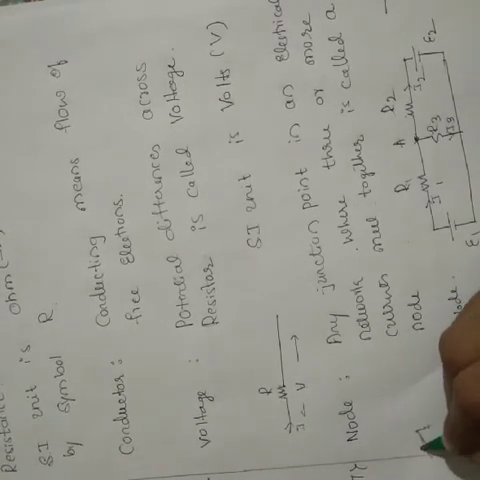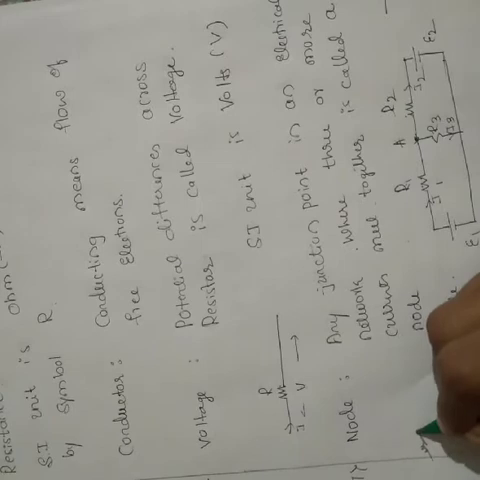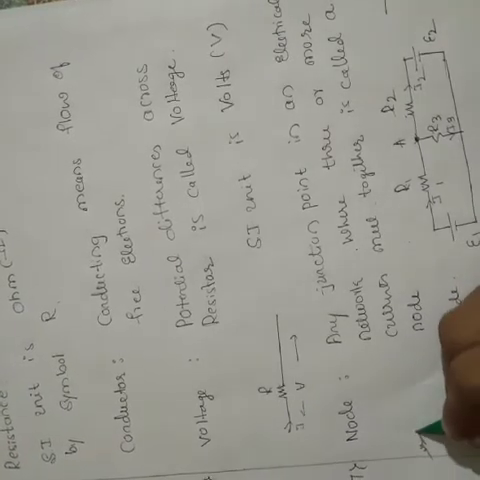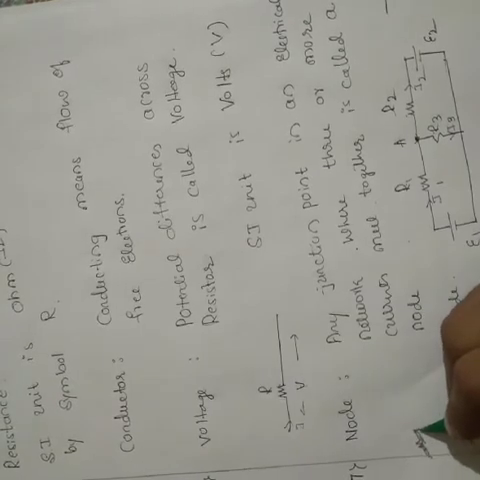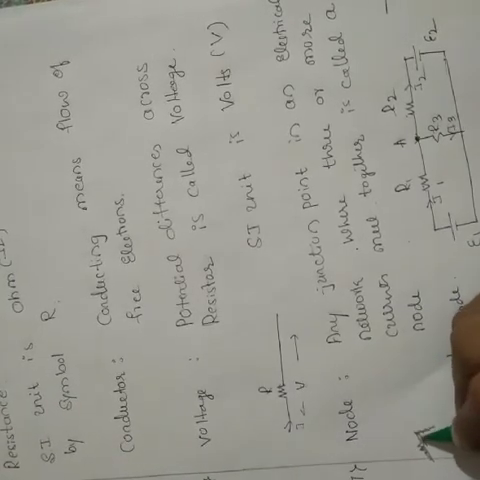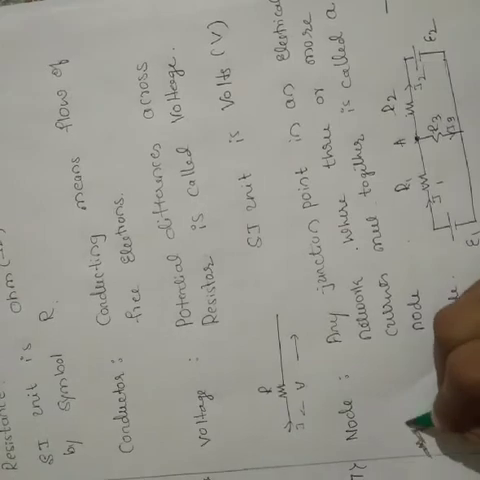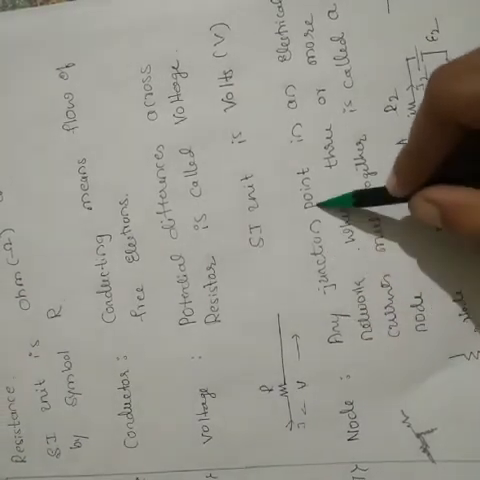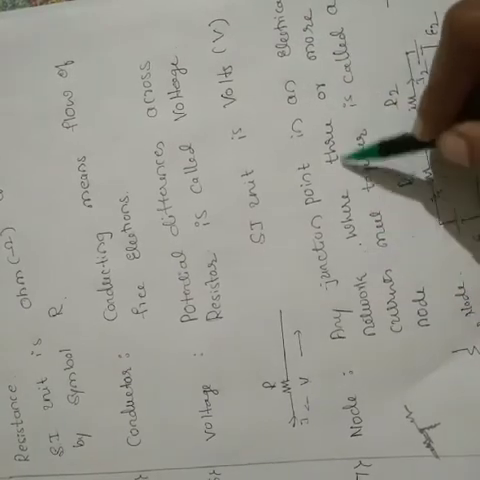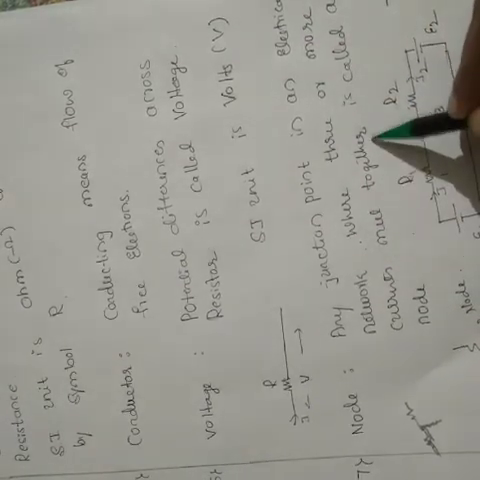If more than two branches are meeting together at one point, this is a node. If only two branches are meeting at one point, it is not a node. When more than two wires meet together, it is called a node. Any junction point in an electrical network where three or more currents meet together is called a node.